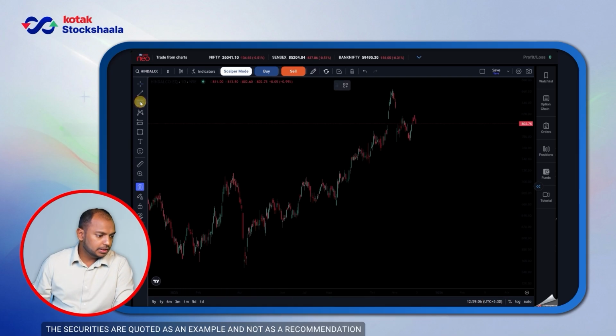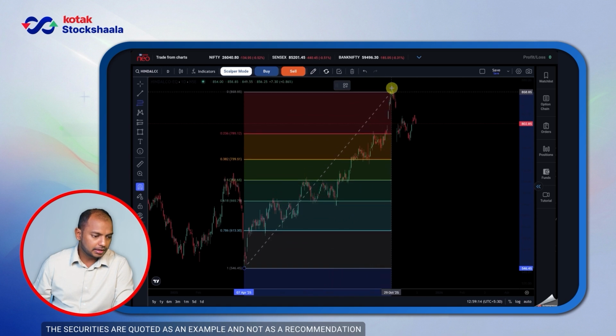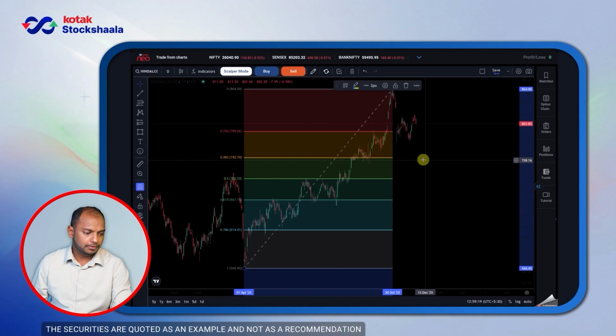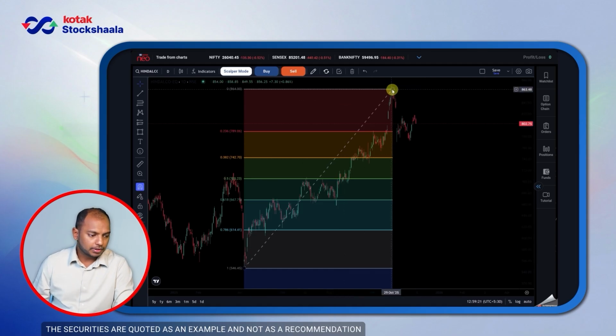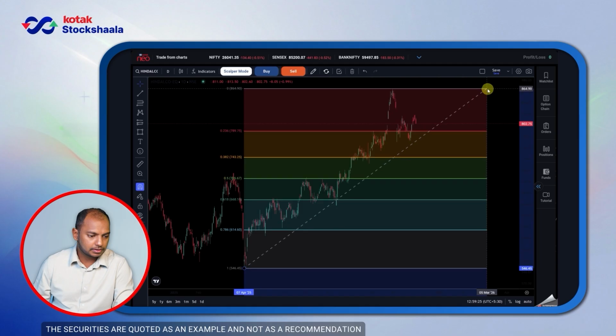Once you choose the Fibonacci retracement tool, all you have to do is identify the recent swing low and then connect it with the recent swing high, and there you have it. That is the Fibonacci retracement. What you can also do is extend it so that you can know the further levels of where it can actually retrace.